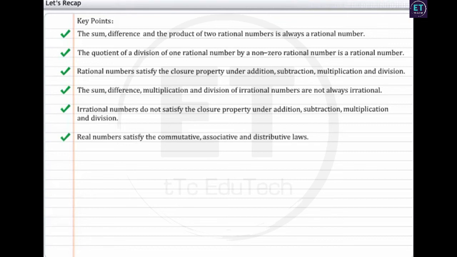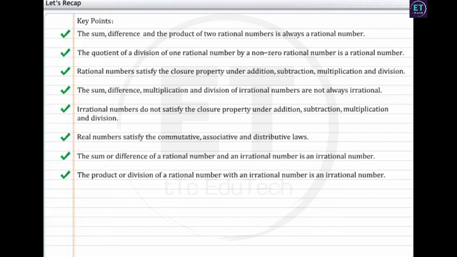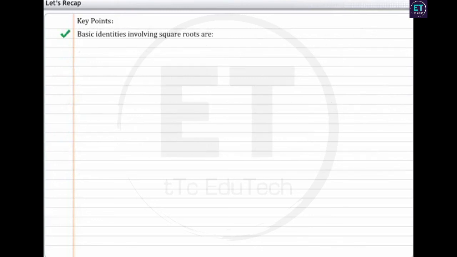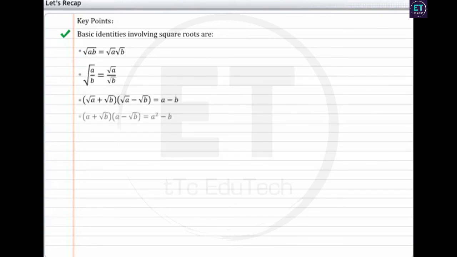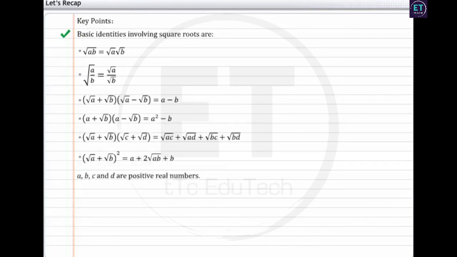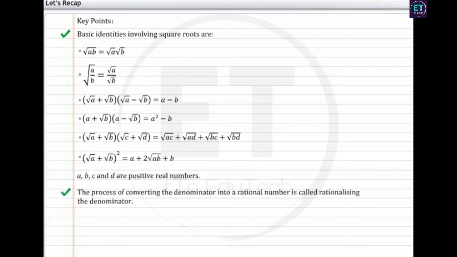Real numbers satisfy the commutative, associative, and distributive laws. The sum or difference of a rational number and an irrational number is an irrational number. The product or division of a rational number with an irrational number is an irrational number. Here are the identities involving square roots. The process of converting the denominator into a rational number is called rationalizing the denominator.